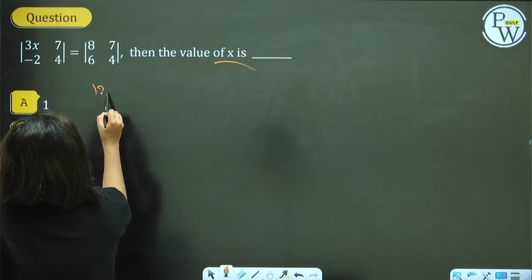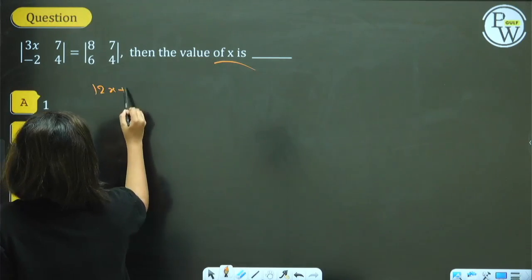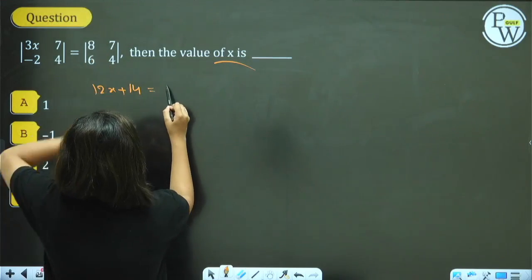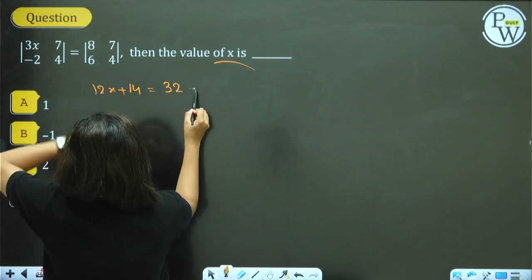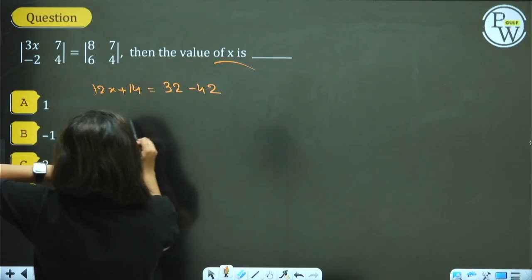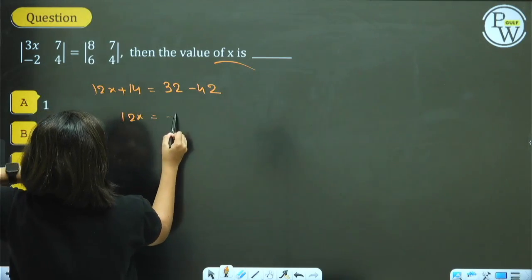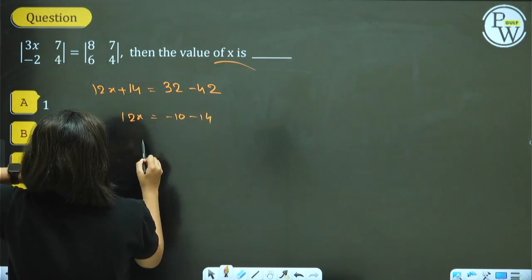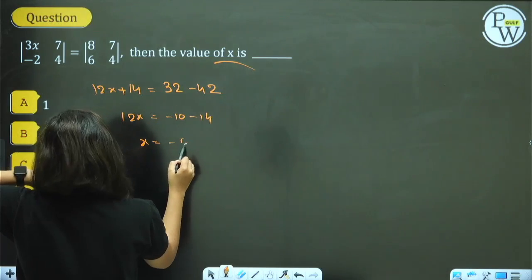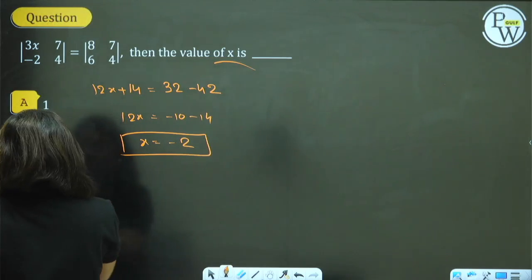3 4s are 12x minus 7 plus 14. Product of diagonal minus product of off diagonal. 12x is equal to minus 10 minus 14. x is equal to minus 2. Option D.